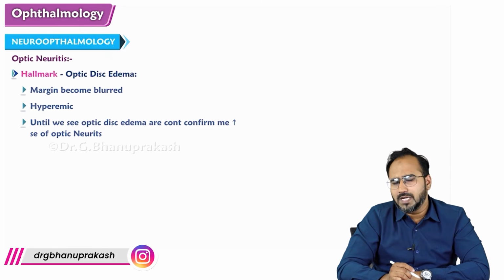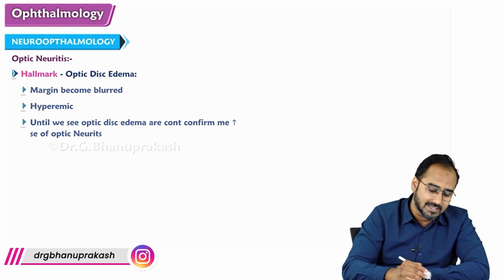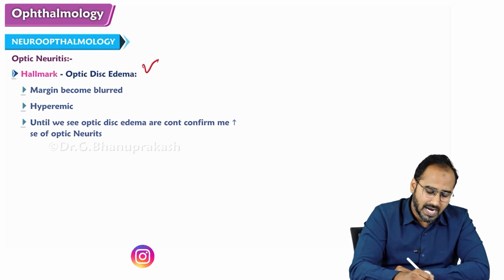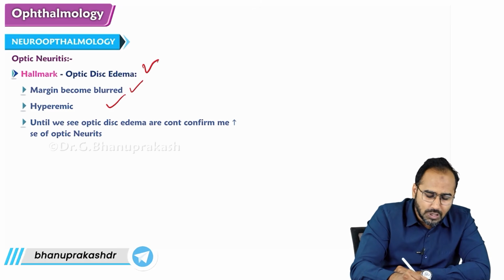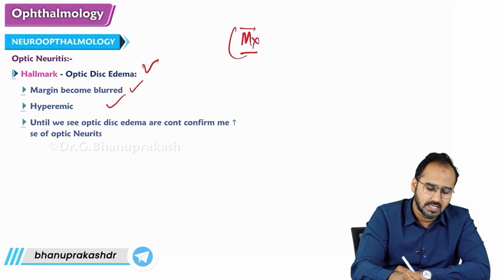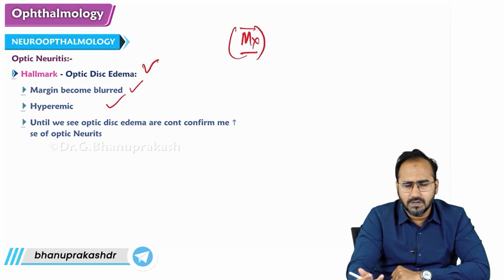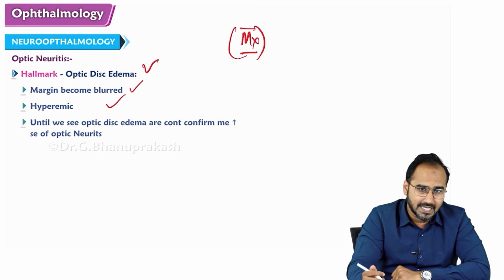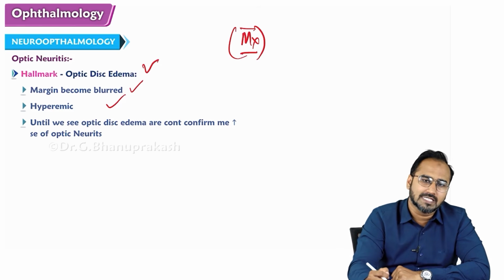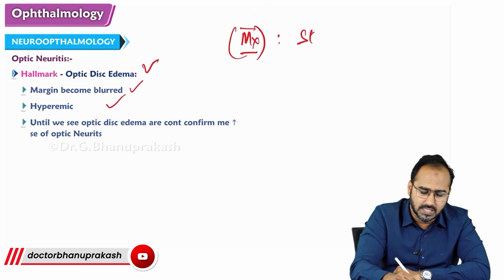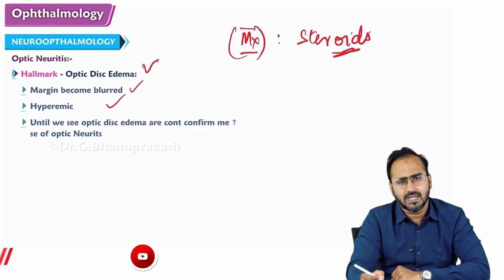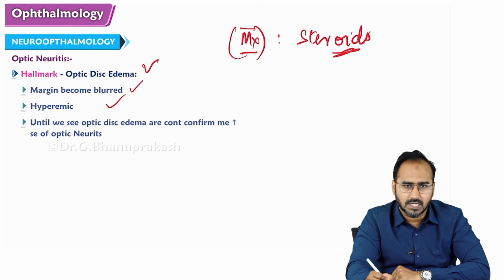So guys, what do you see in optic neuritis? When a patient comes with optic neuritis, examine the patient's eye, you will see optic disc edema. The margins of the optic disc become blurred, hyperemic. How will you manage this optic neuritis? The best management is giving the patient steroids. That's the main management of optic neuritis.